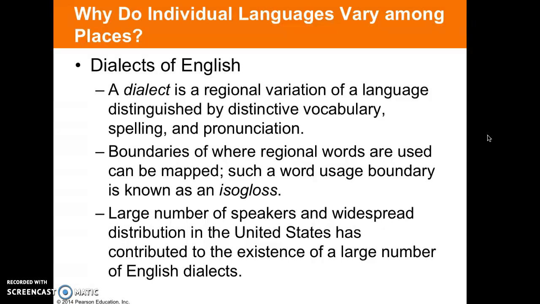A large number of speakers and widespread distribution in the United States has contributed to the existence of a large number of English dialects. So the more spread out or more diffused a language is, the more likely it is to have dialects because of, again, that distance decay, right? That distance decay leads to stimulus diffusion. Things start to change as the further they get away from their hearth or their origin.